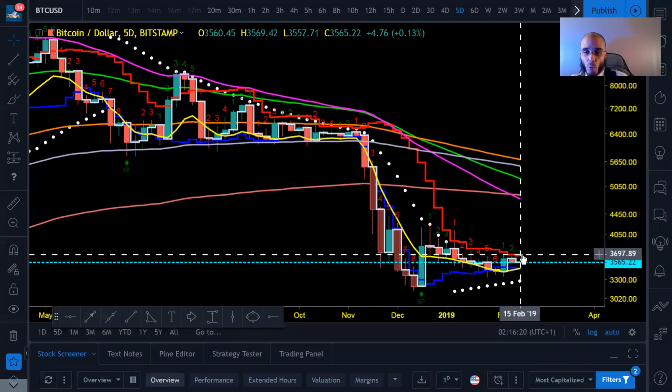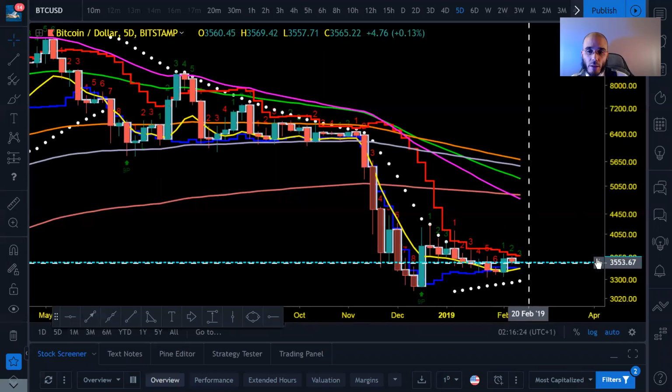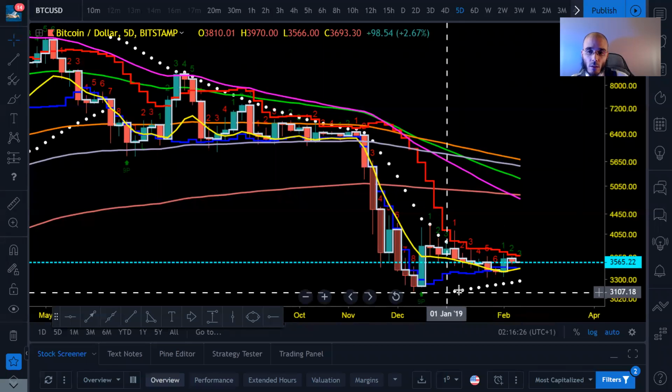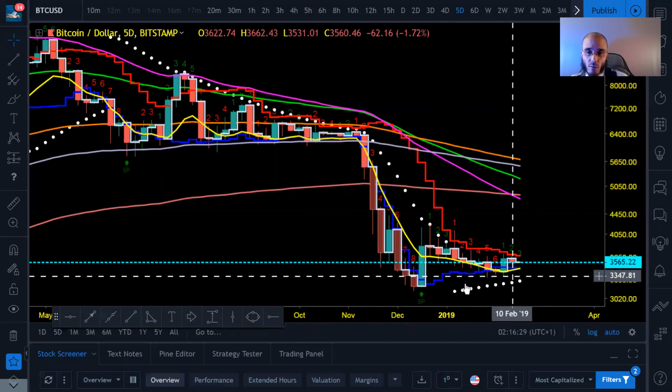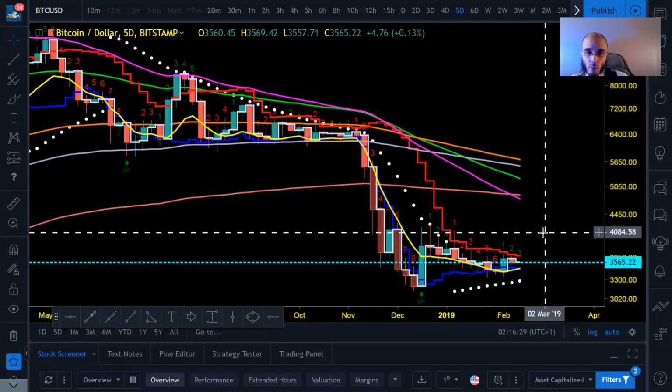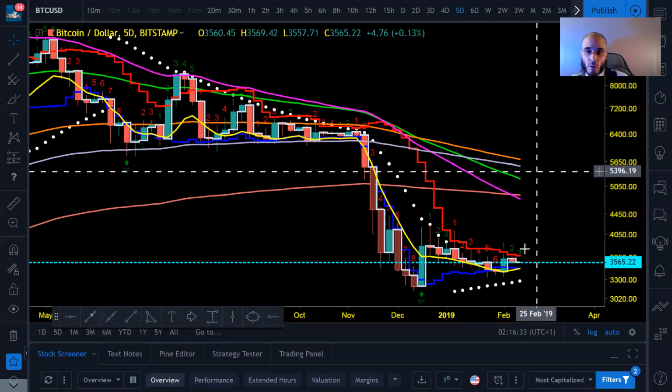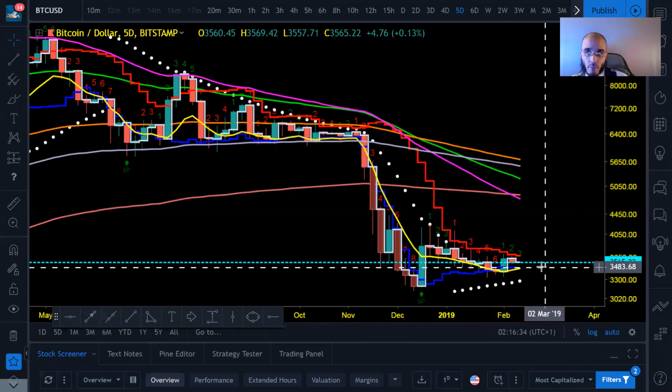On the 5-day, you're on a 3. You never had an indication to go long. Stop and reverse are above the price for now. Moving averages are pointing down, bearish. Price is below all the moving averages, bearish.